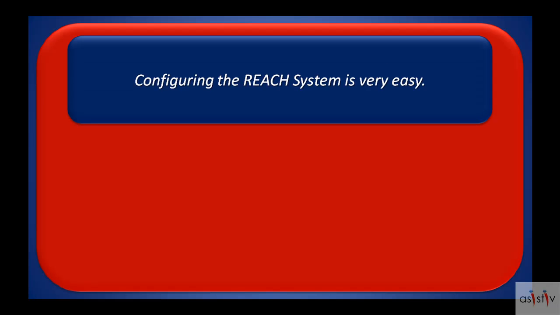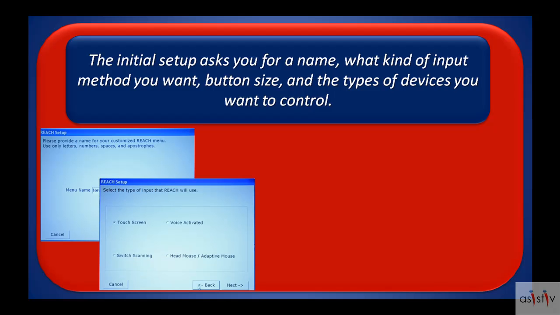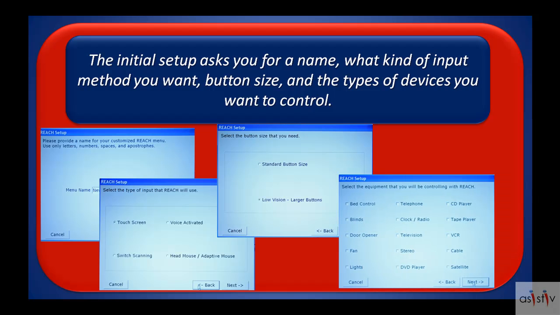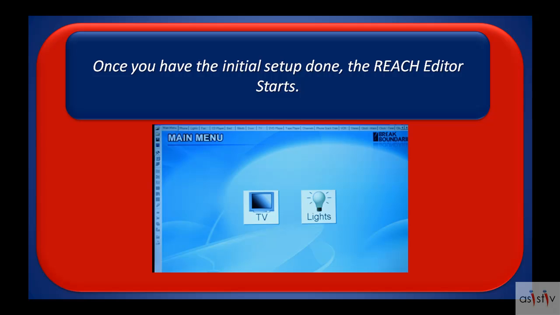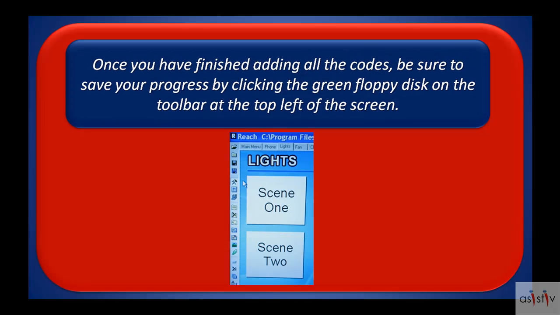Configuring a reach system is very easy. The initial setup asks you for a name, what kind of input method you want, button size, and the types of devices you want to control. Once you have the initial setup done, the reach editor starts. This is where you will enter the infrared and X10 house codes. Once you have finished adding all the codes, be sure to save your progress by clicking the green floppy disk on the toolbar at the top left of the screen.